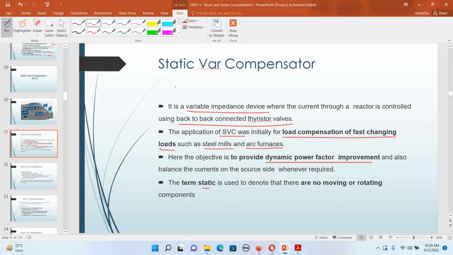You see, we have been using static, right? What does static mean? It's not moving, it's not rotating. There is no rotating part in it. Actually, that is the beauty of it. Compared to synchronous compensators, which have rotating parts, they have losses. Whenever there is any rotating part, you obviously see more losses. But here we have thyristors, which are not rotating, so they give less losses compared to synchronous compensators.